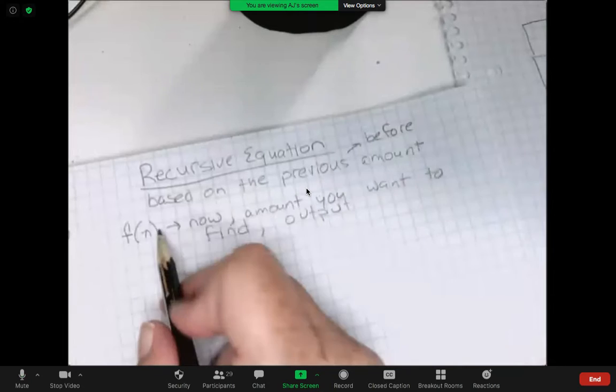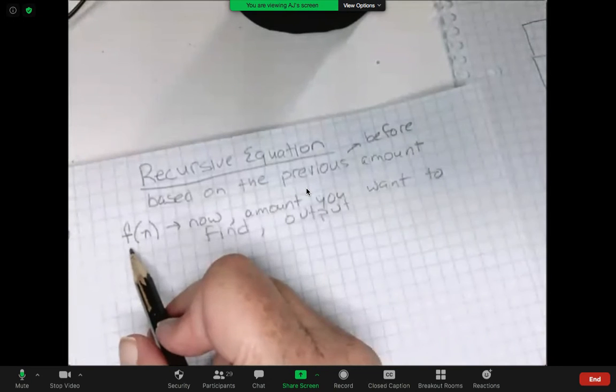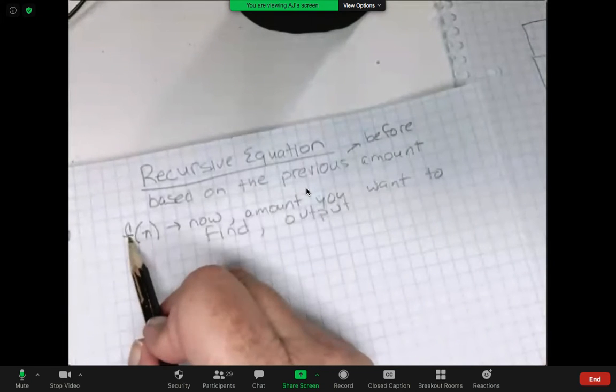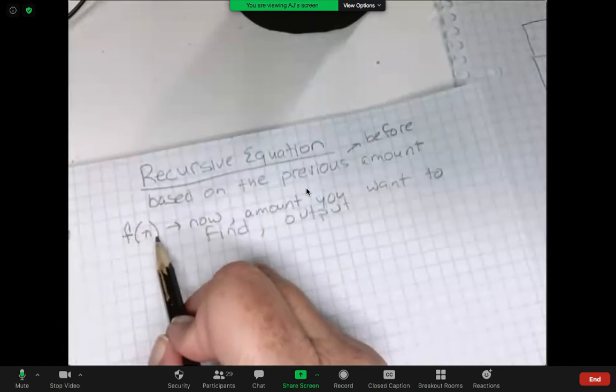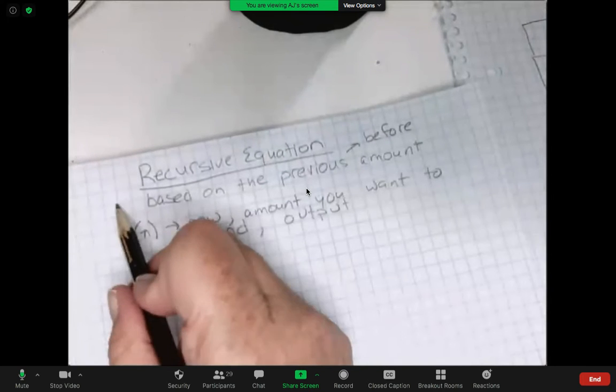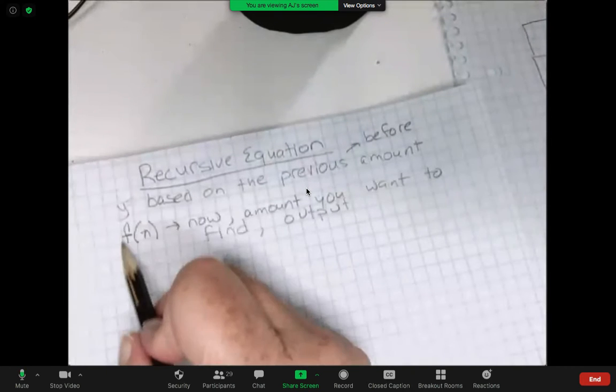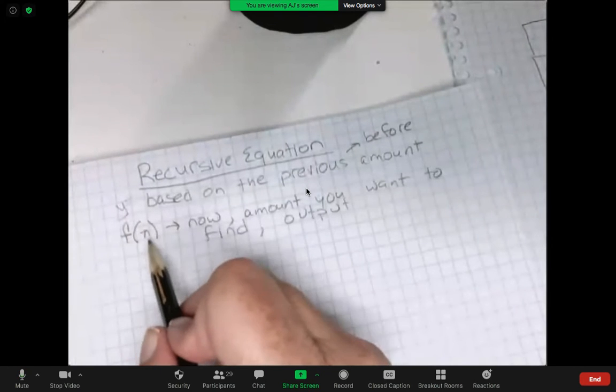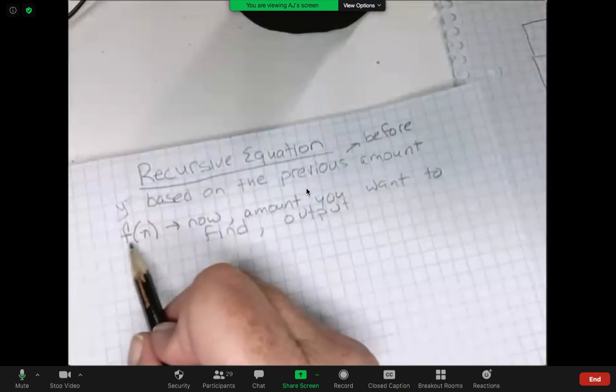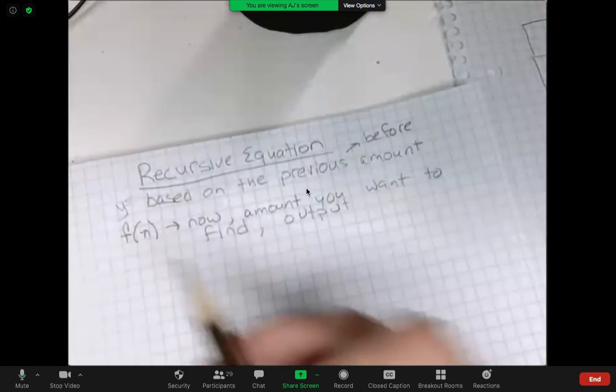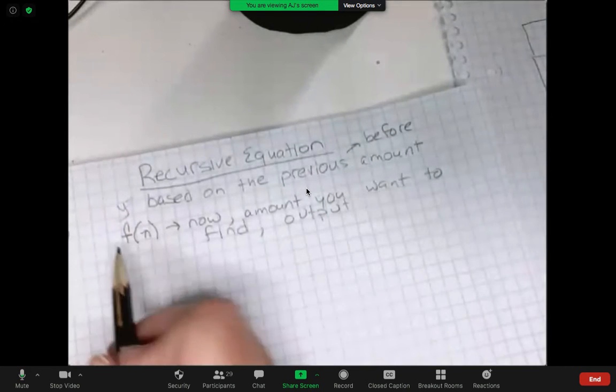So if you're not familiar with function notation, when you see this F parentheses anything, it's almost the same as like Y equals. So it's just a fancy way of saying like the answer for term 1 or the answer for term 2 or the answer for term 3. So don't let that like scare you off.